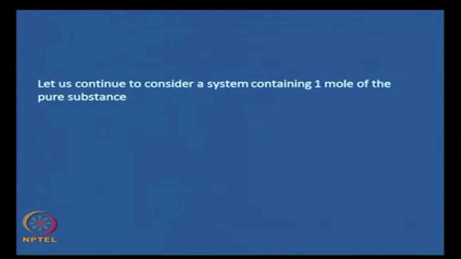Now let us continue to consider a system containing 1 mole of the pure substance. This is for initial development, it is easier to understand things at 1 mole and then we can generalize. Also, unless otherwise specified, or in other words we will specify things when they become different, we are going to consider a closed system. To recall what a closed system is, a closed system is something that can exchange energy with its environment, whereas it cannot exchange mass with its environment.